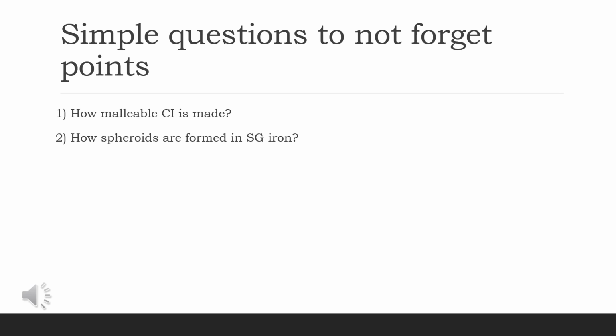This video was made as a prerequisite video to make you aware of what cast iron is and what gray, white, malleable, and SG iron are. In the upcoming videos, we will be discussing separately gray cast iron, white cast iron, malleable cast iron, and SG cast iron with their microstructures.